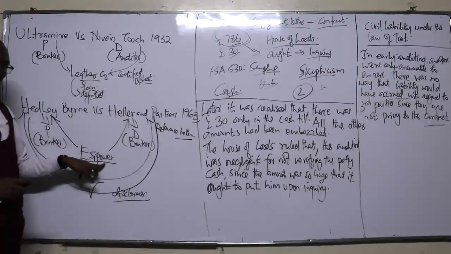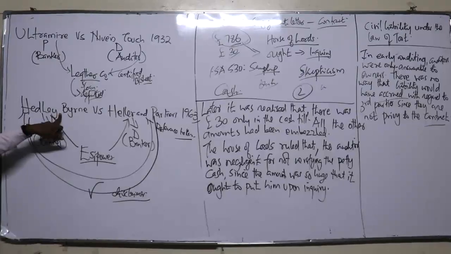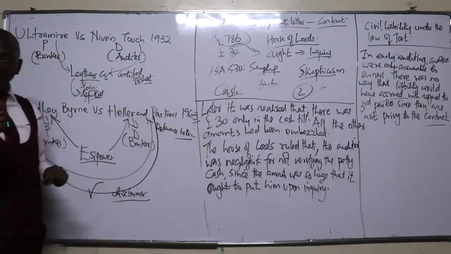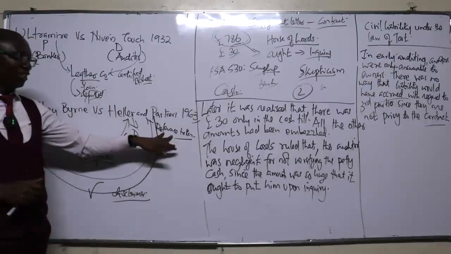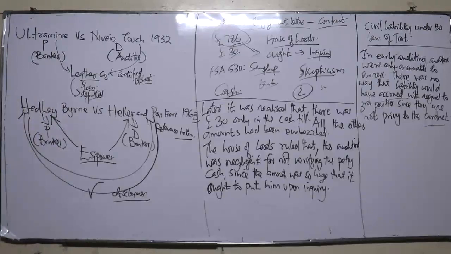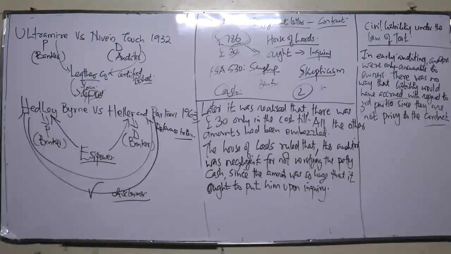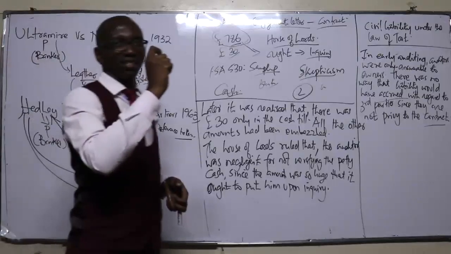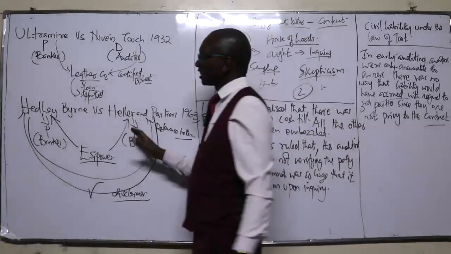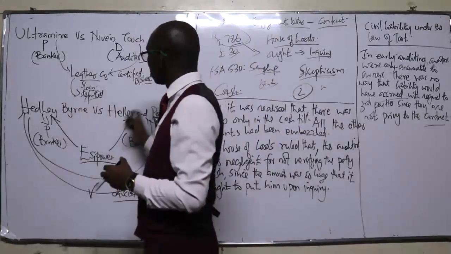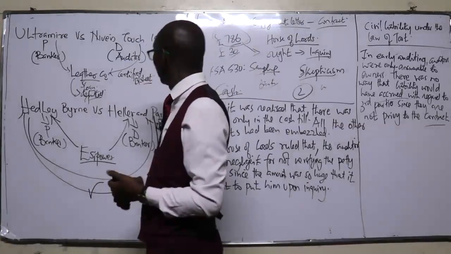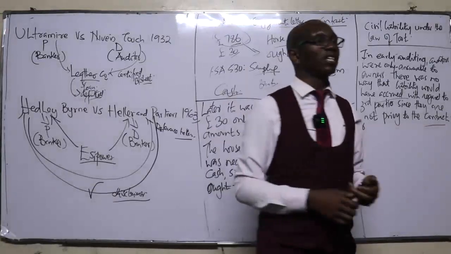Later, AC Power defaulted in loan repayments and now Hedley Byrne sued Heller and Partners for recklessness in the issuance of the reference letter. Then the House of Lords ruled that Heller and Partners would have been held squarely liable for negligence if it were not for the disclaimer. So the disclaimer protected them. There's no auditor here, but the general rule is that if one relied on one's professionalism and suffered quantifiable financial loss, they can successfully seek legal redress.